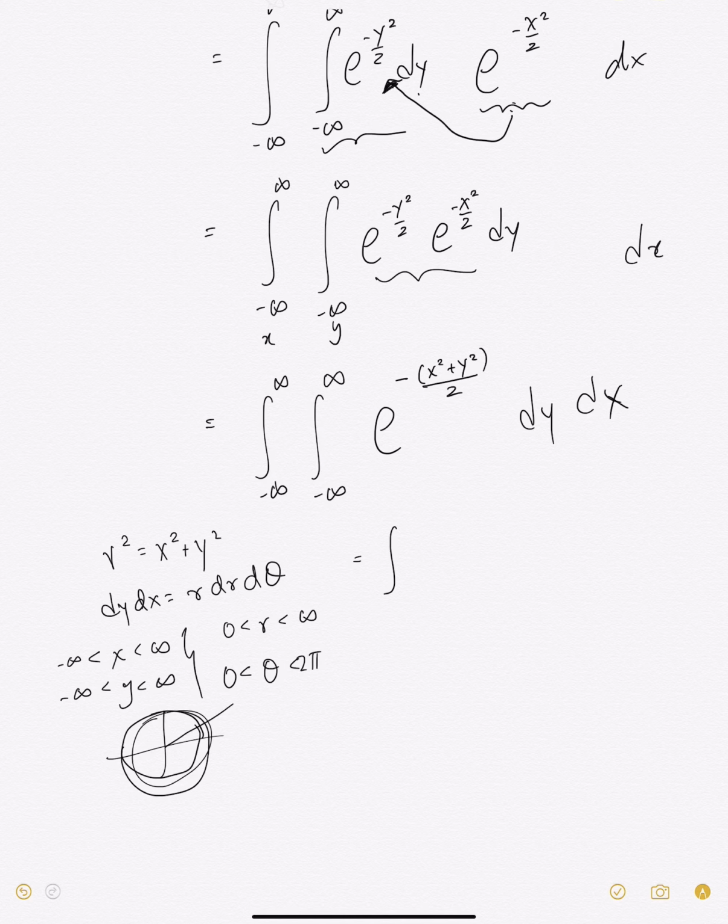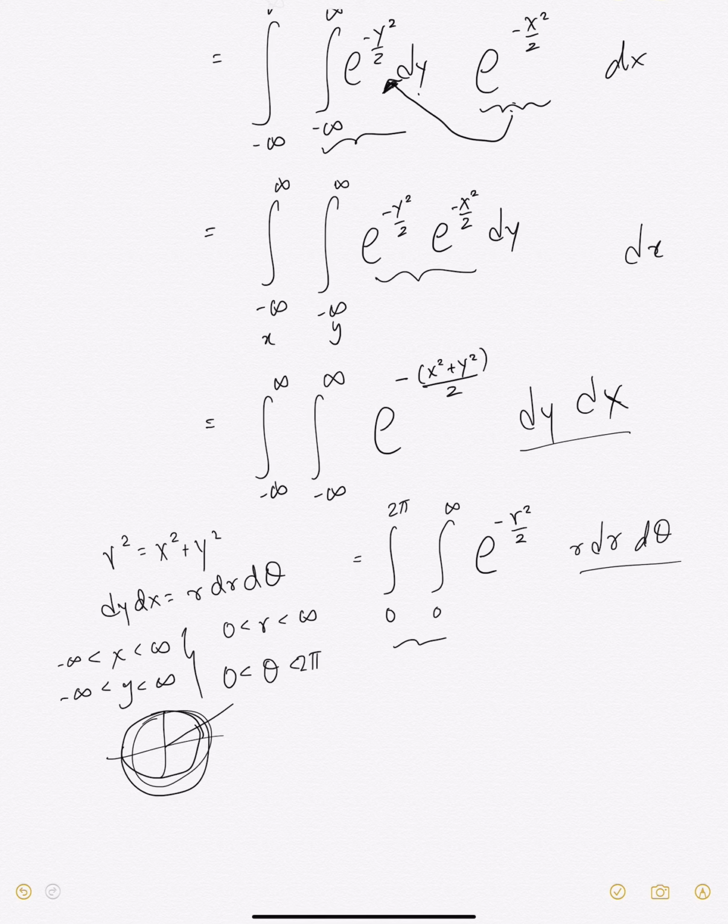So theta goes from 0 to 2 pi, d theta. And r goes from 0 to infinity. And this will be r d theta, right? dx dy is r dr d theta. These are the limits. And this will be e to the minus (x squared plus y squared, which is r squared) over 2. Okay, well, take a look.